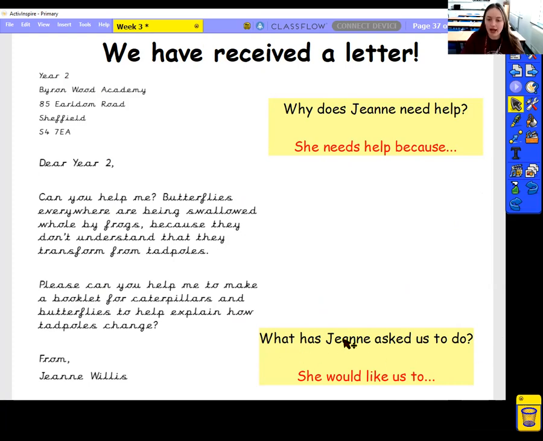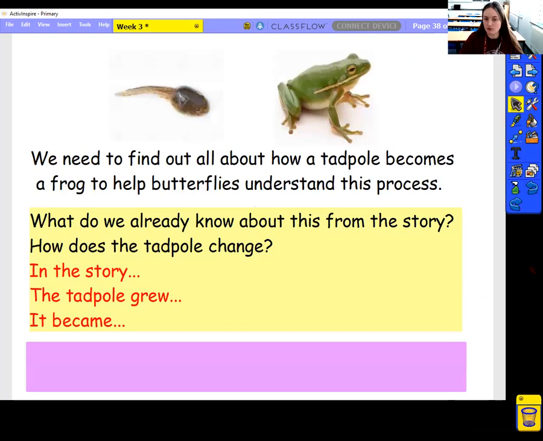Next question. What has Jeanne asked us to do? Tell somebody in the room, what does she want us to do? Fantastic. She would like us to make a booklet for caterpillars to explain how tadpoles change. So we're going to make an information booklet explaining how tadpoles change. Fantastic. So what do we know about tadpoles changing? We need to find out all about how a tadpole becomes a frog so that we can help butterflies understand the process. What do we know already?